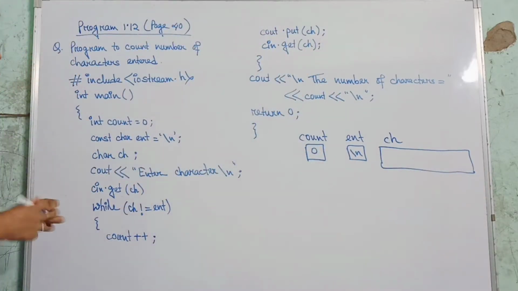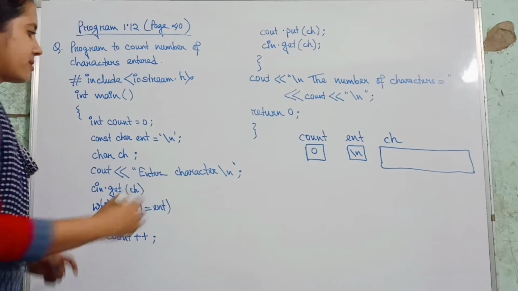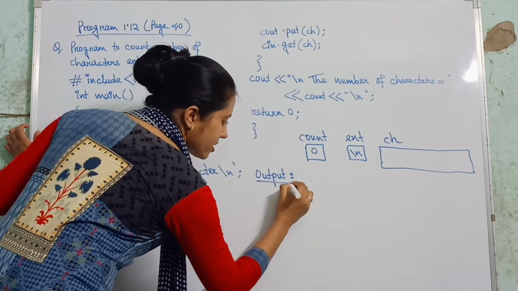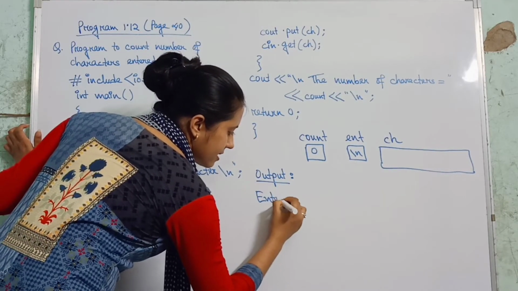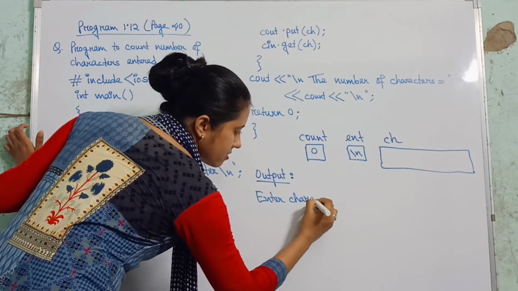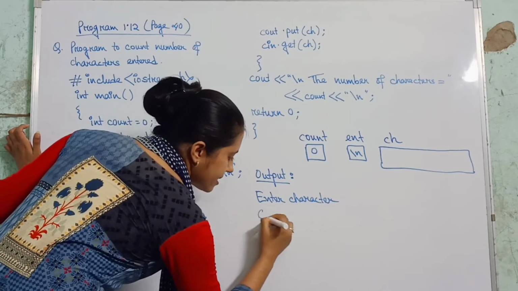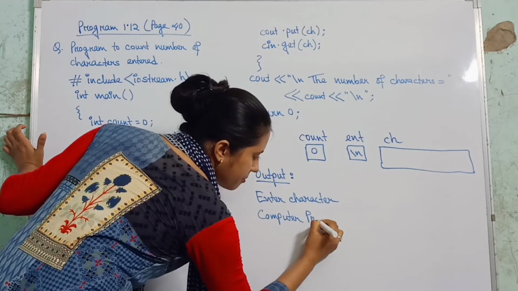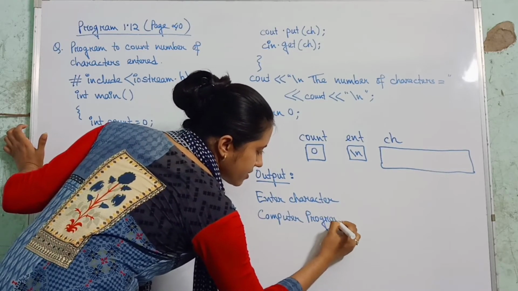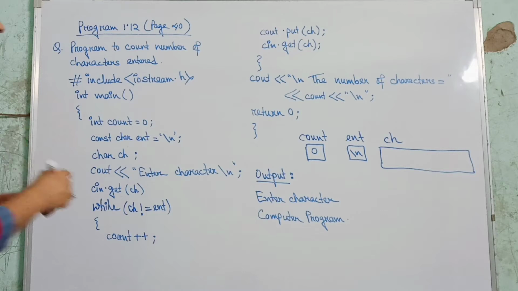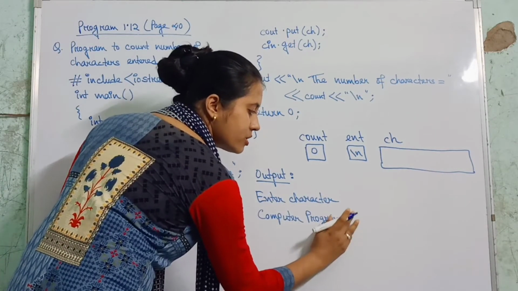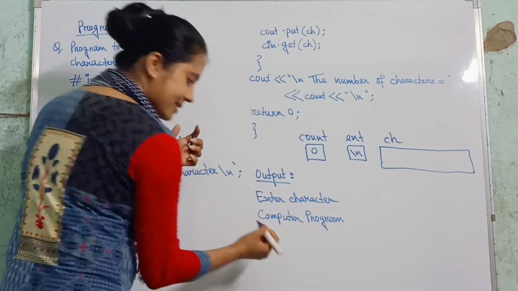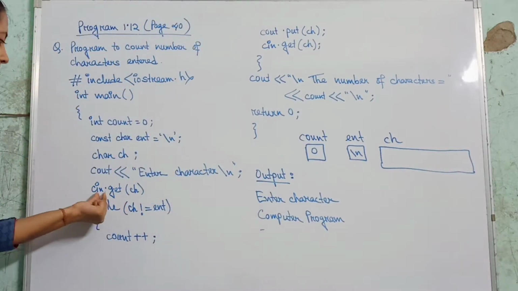Okay? Now you see cout enter character. So what will my output screen display? My output screen will display enter character. So suppose we are entering computer program. This we have entered. Okay? And we have just pressed enter, which means next line. Now you see what will happen.